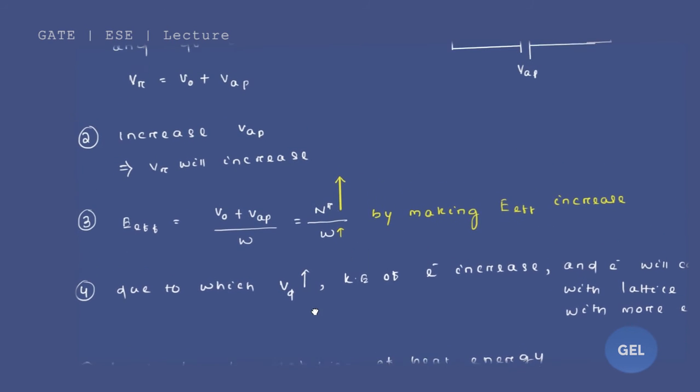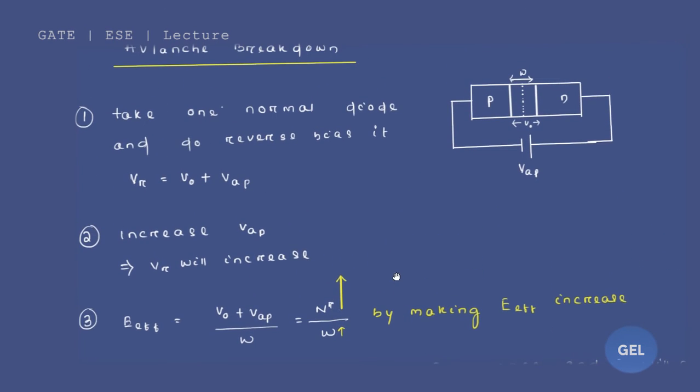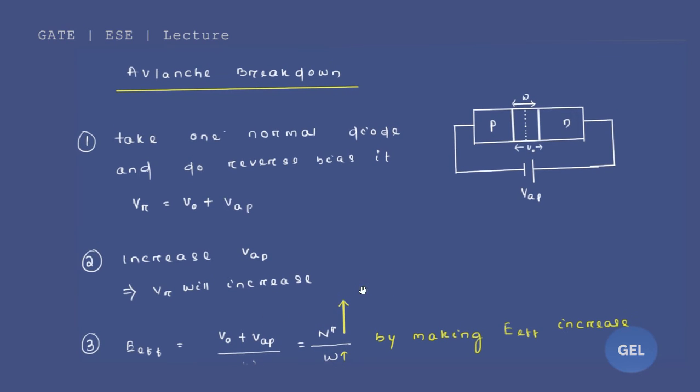Let's break the covalent bond by the help of heat energy. Now this is your PN junction whose depletion width is W, and we have applied a reverse bias voltage. Always remember, we have applied reverse bias voltage: P side to lower polarity and N side to higher polarity. We have applied the reverse bias voltage here.